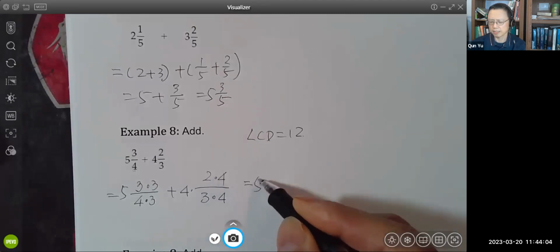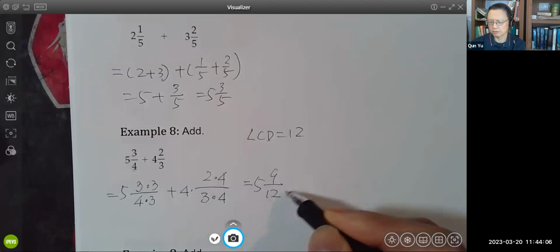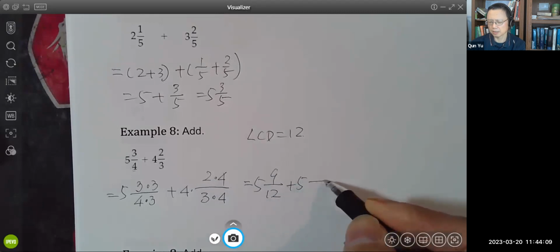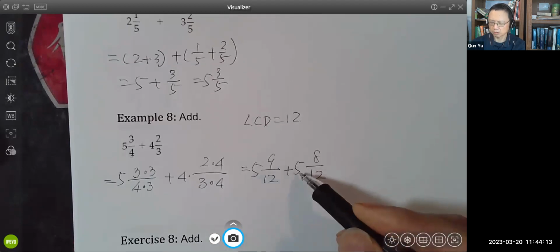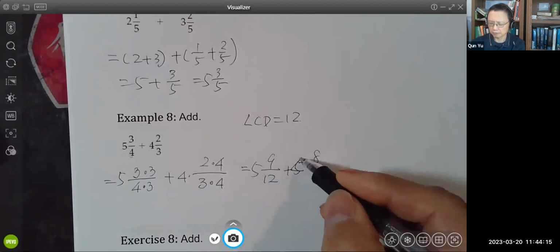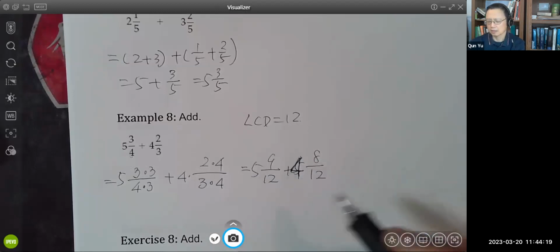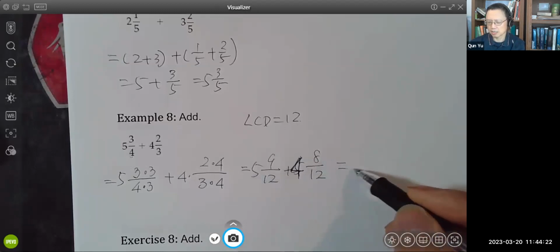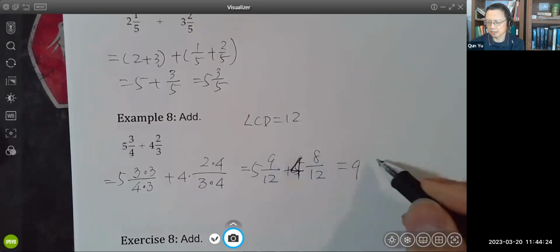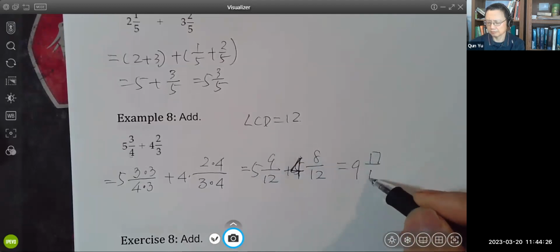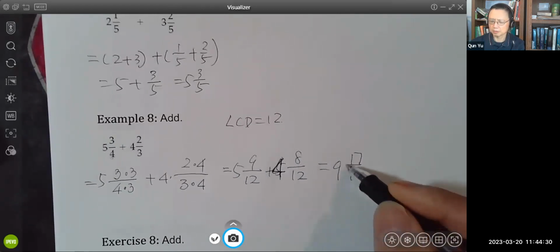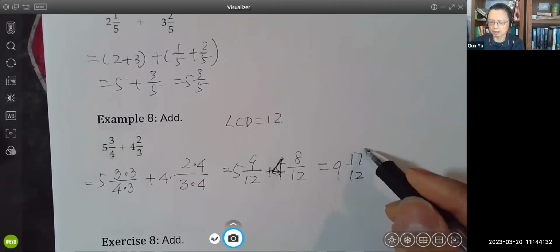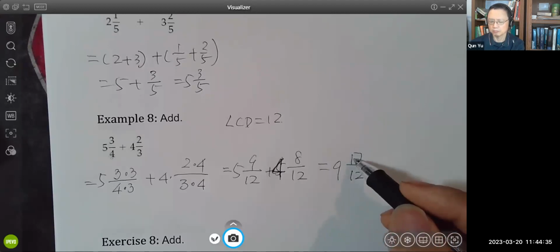Now we have 5 and 9 over 12 plus 4 and 8 over 12. Now we add whole number to whole number. I just said 4, I wrote 5. And 5 plus 4 is 9, 8 plus 9 is 17. So now this one is an improper fraction. I need to convert this part to a mixed number.